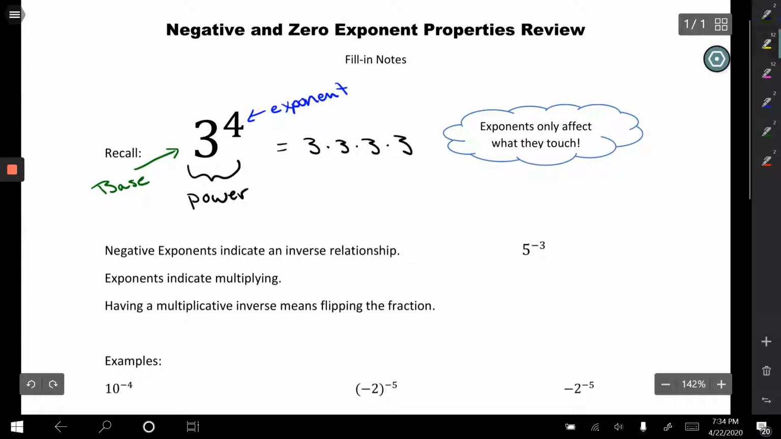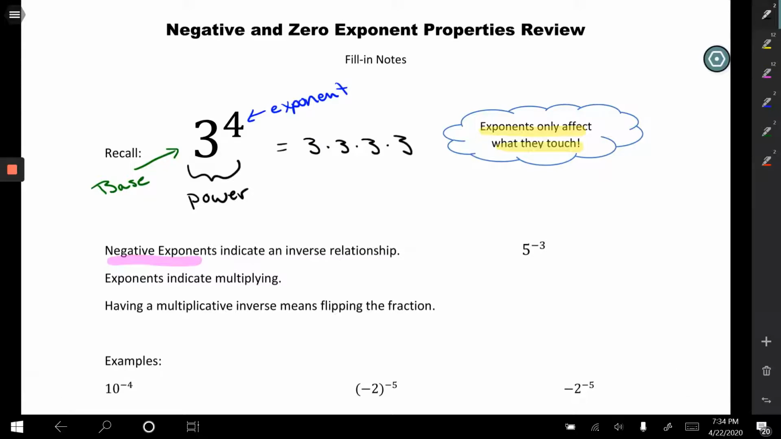Remember about our exponents is that they only affect what they touch. So we'll keep this in mind as we go through and we talk about our exponent properties, that these exponents are only going to affect what they touch. Now, our first topic here are these negative exponents. So a negative exponent sort of indicates an inverse relationship.